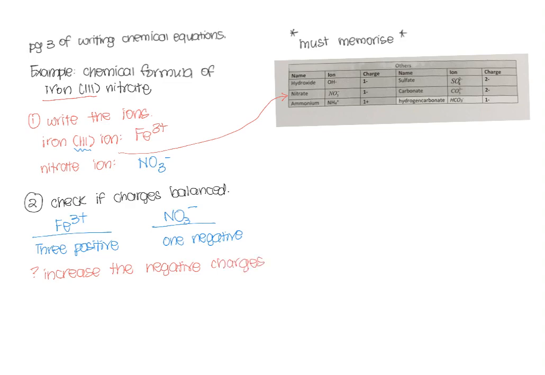So how would it look like? Fe3+ will still remain, but now nitrate, I need to have 3 of it. Only then it is equal. Okay, now they are equal. Now this is a very crucial point. You need to be able to tell how to write.